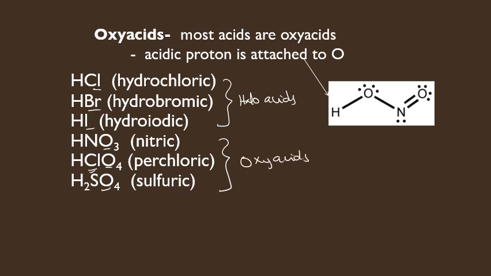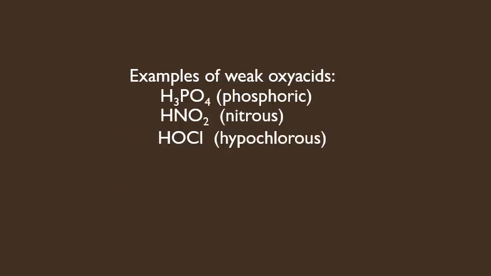So in oxyacids, the acidic proton, that is hydrogen, is attached to the oxygen present in that acid. So these three acids, oxyacids, are strong oxyacids. And we have weak oxyacids as well. They are phosphoric acid, H3PO4, nitrous acid, HNO2, and hypochlorous acid, HOCl.